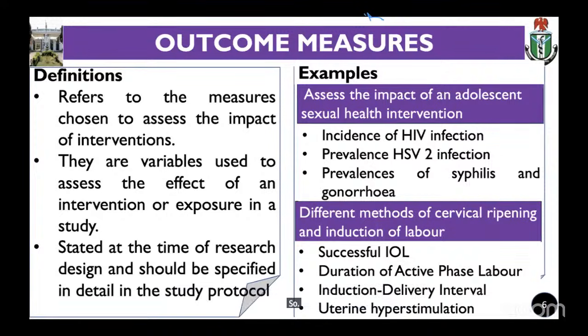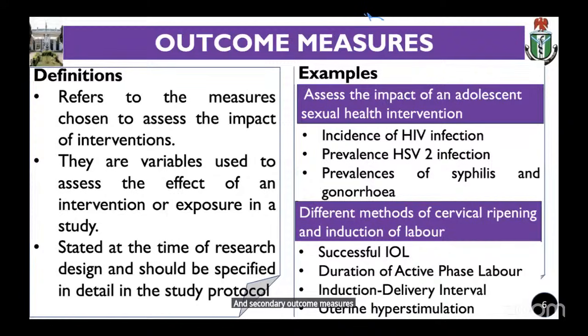So an example of outcome measure, for instance, in a study that is out to assess an adolescent sexual health intervention, maybe to take a look at all the package given to adolescent patients or clients in a hospital. The outcome measures could be incidence of HIV infection, prevalence of herpes simplex virus type 2 infection, prevalence of syphilis and gonorrhea. And of course, another common example is a study that is looking at different methods of cervical ripening and induction of labor. The outcome could be successful induction of labor, duration of active phase labor, induction delivery interval, and uterine hyperstimulation. One key component of outcome measures is the aspect of primary and secondary outcome measures.